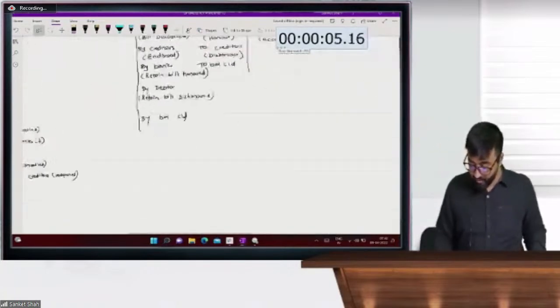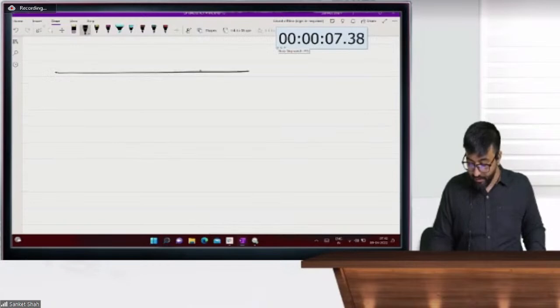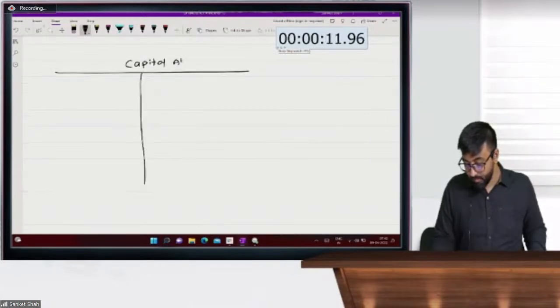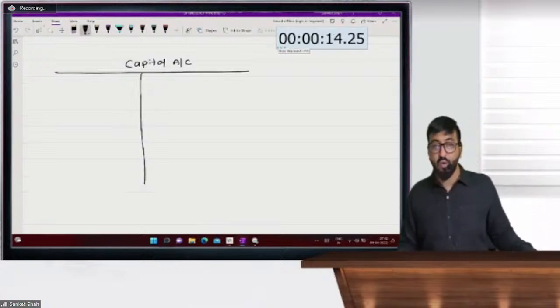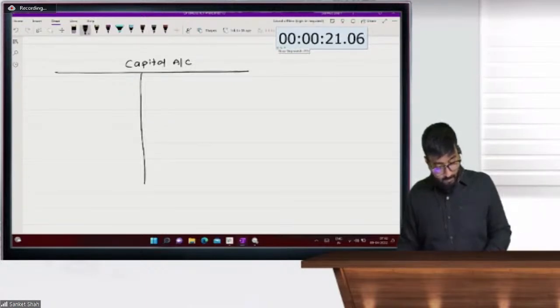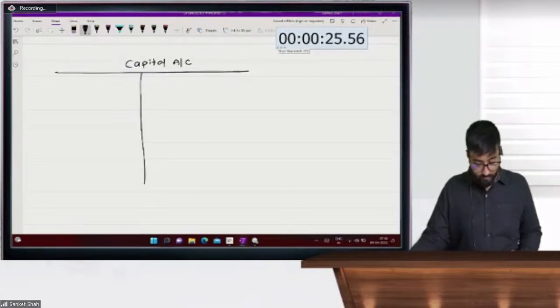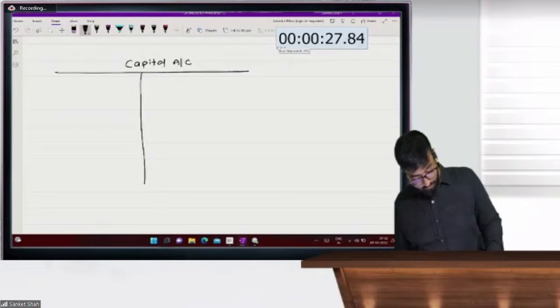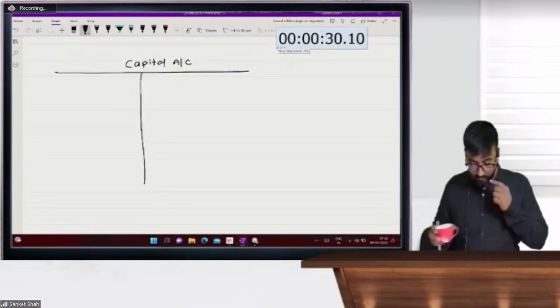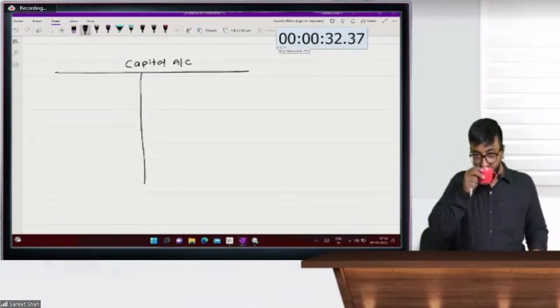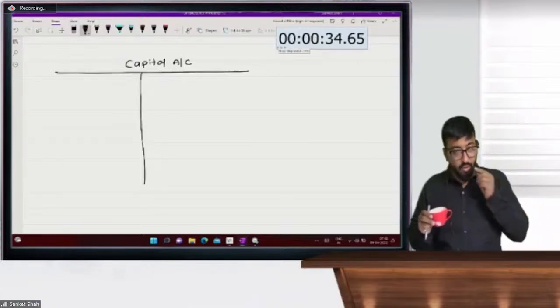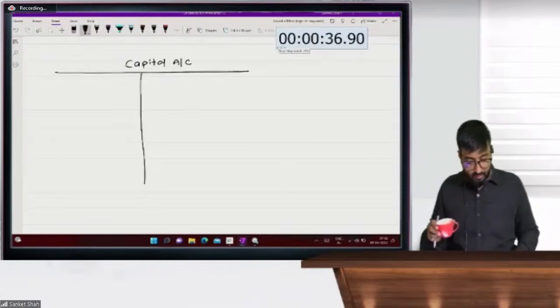Capital account. Capital account. One minute, now only 1 minute. Capital account. प्रथम का हो गया.